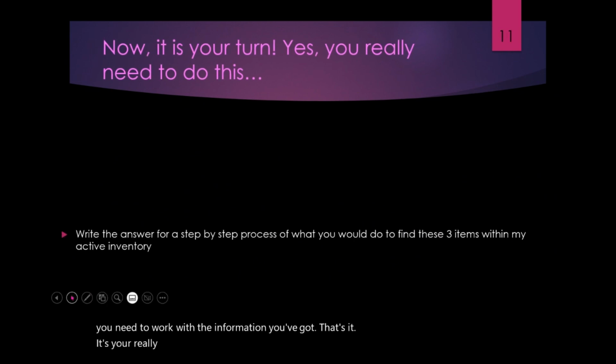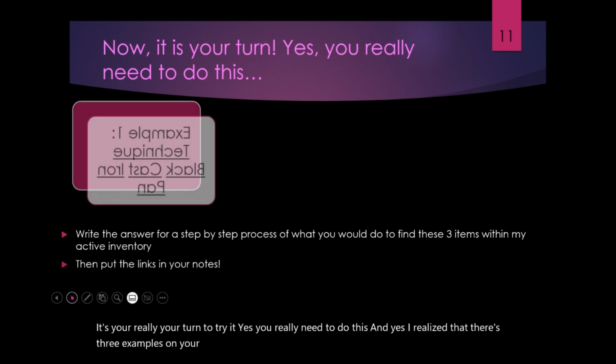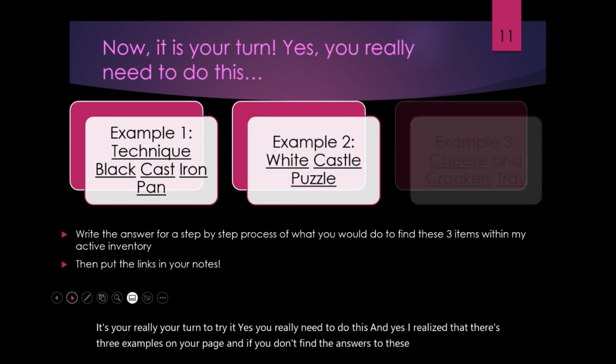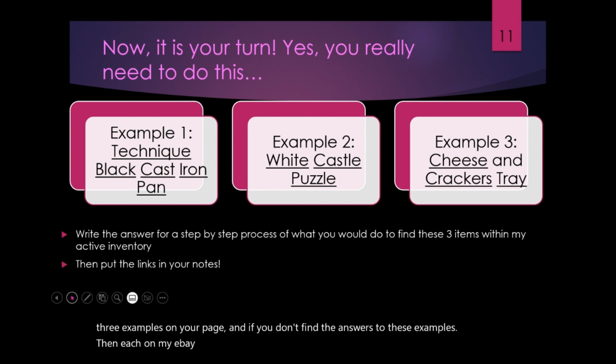Now it's really your turn to try it. Yes, you really need to do this. And yes, I realize that there are 3 examples on your page. And if you don't find the answers to these examples on my eBay inventory, then you need to write the step-by-step process of what you did in order to try to find these items.